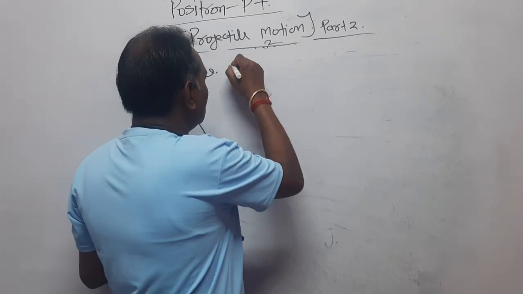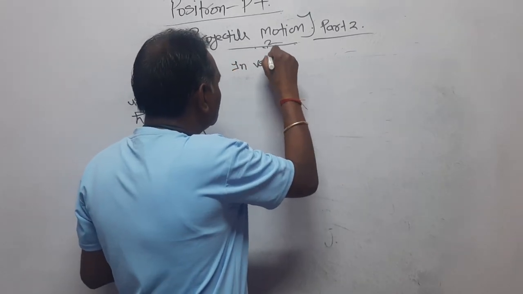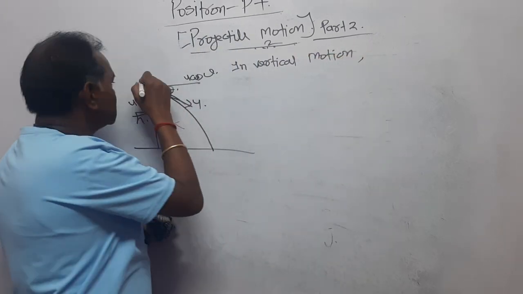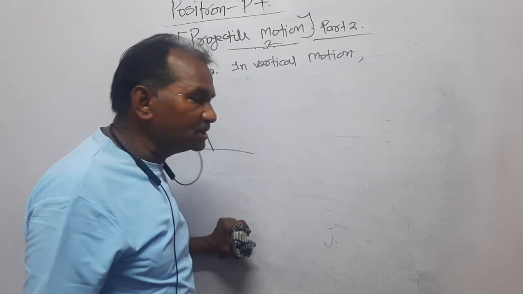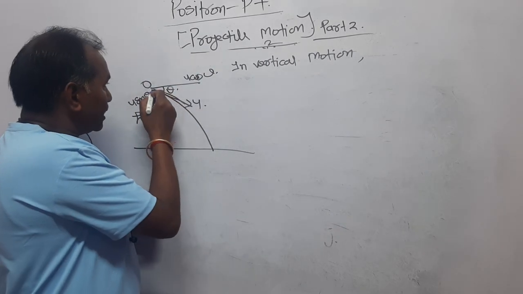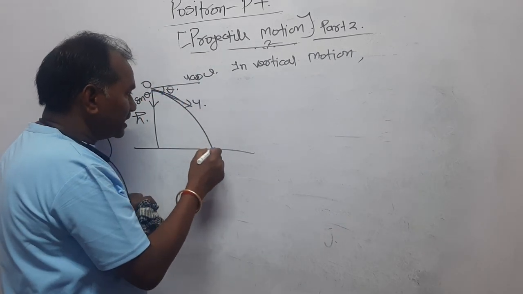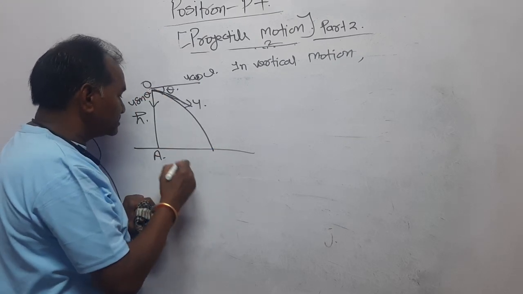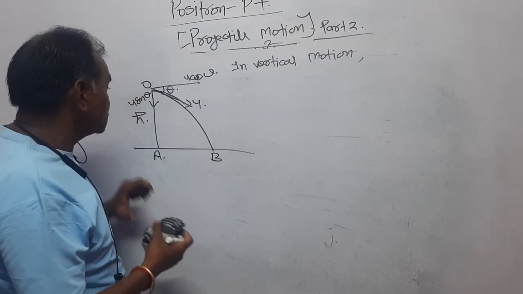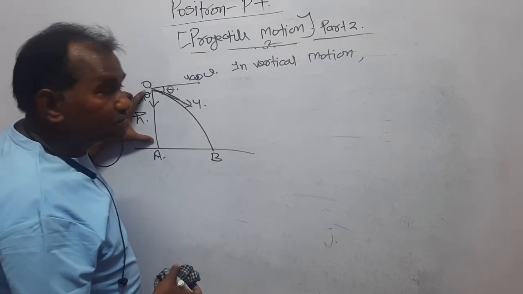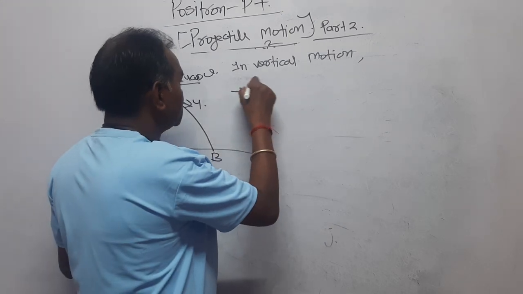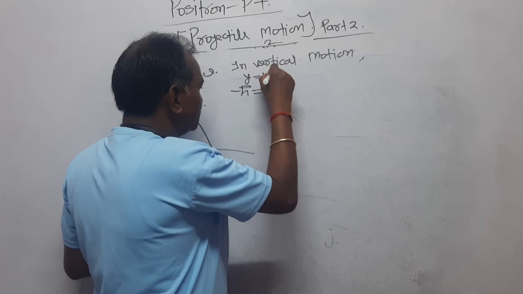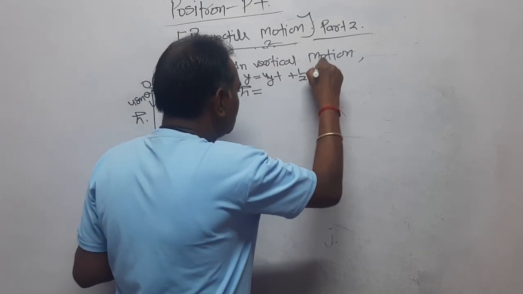But in vertical motion, again I am considering the point of projection as the origin. The time up to which the body follows this curvature and comes to A. In the meantime, it will travel from O to A on the y-axis and from A to B on the x-axis. So for the vertical motion, the displacement will be minus h. That is, y equals uy t plus half ay t square.